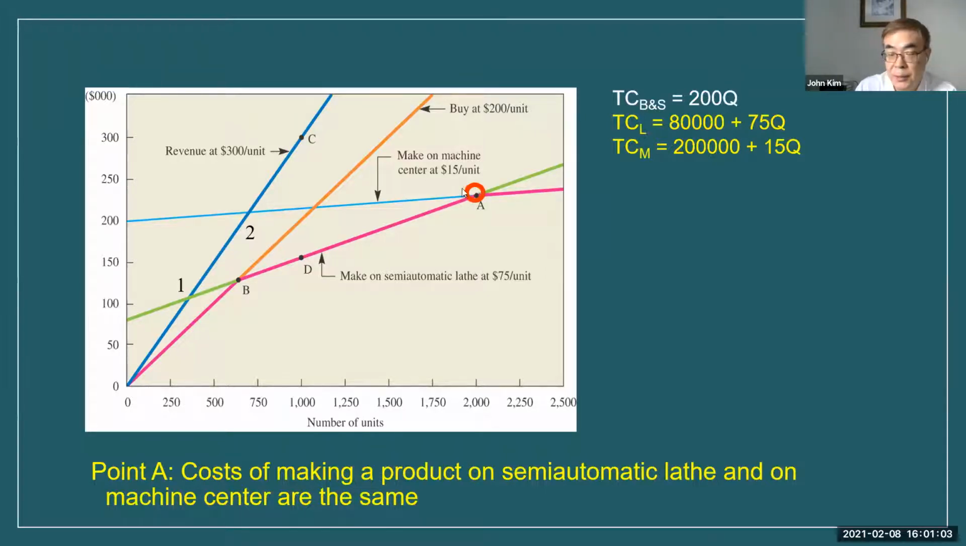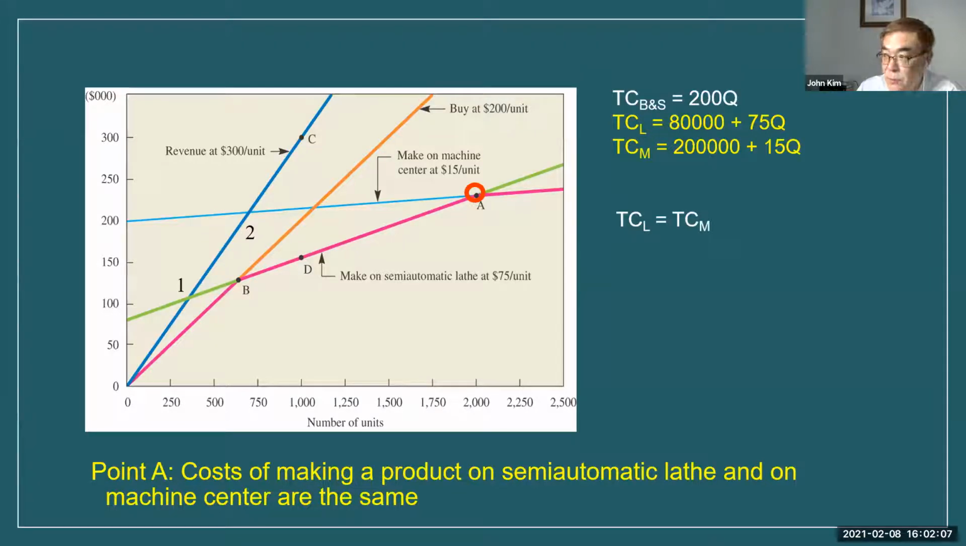On this point A, this total cost line and this total cost line cross. So on this point, cost of making a product on semi-automatic lathe, second option, and on machine center are the same. So total cost equation for using lathe and machine center on this point, cost, this one the same. So we can equalize like this. Total cost using lathe equals total cost using machine center.